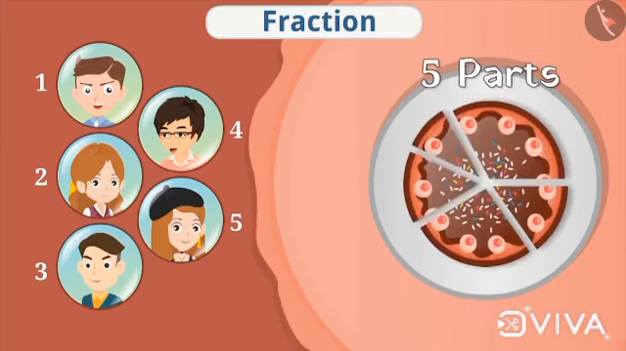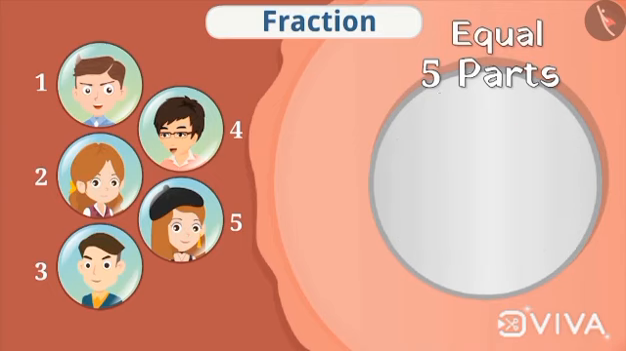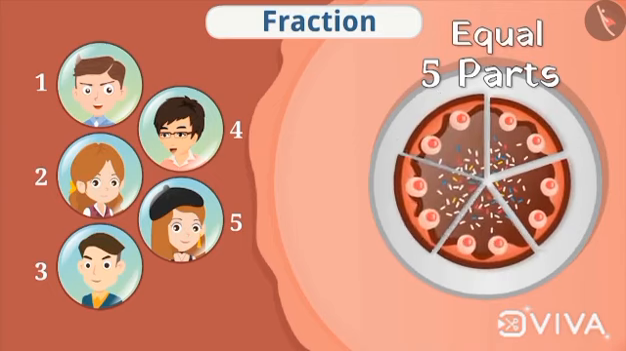This is one way of dividing the cake into 5 pieces. But this is not the correct way. By doing so, all the children will not get equal parts. What can be done to solve this problem? Yes, you're right. All parts of the cake should be equal. Therefore, the whole cake should be divided into 5 equal parts.